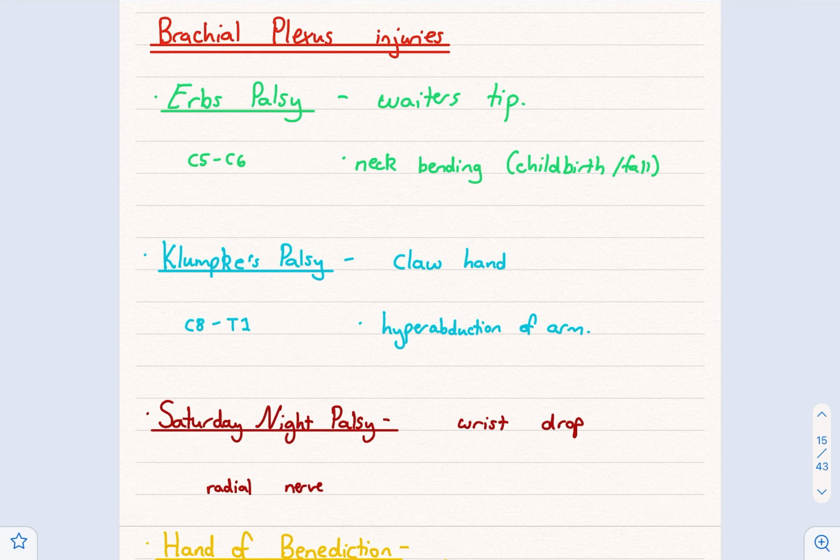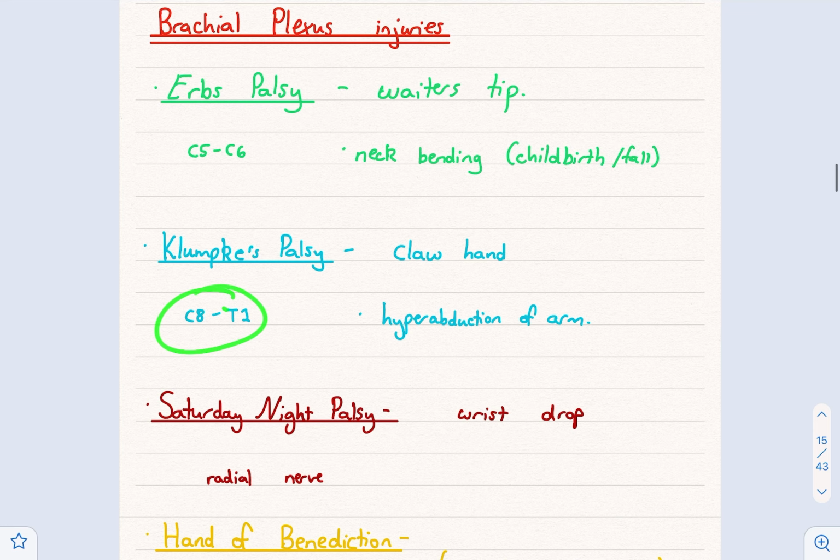Klumpke's palsy. So the way I remember it, Klumpke and claw. So k sound. Your hand looks like a claw because of the C8 T1 injury. This is caused by hyperabduction of the arm. So for example, if you're falling and then you just grab yourself on a branch if you're falling from a tree, or during childbirth the child is pulled out by their arm, there'll be a lower brachial plexus injury, which is C8 T1.